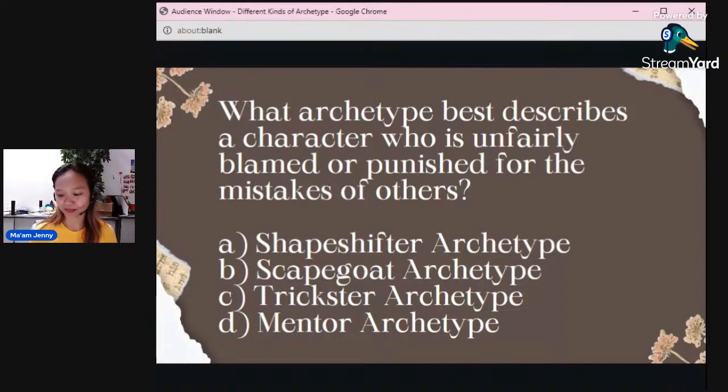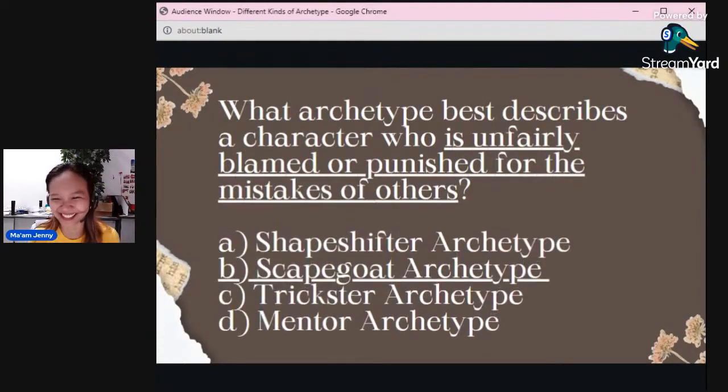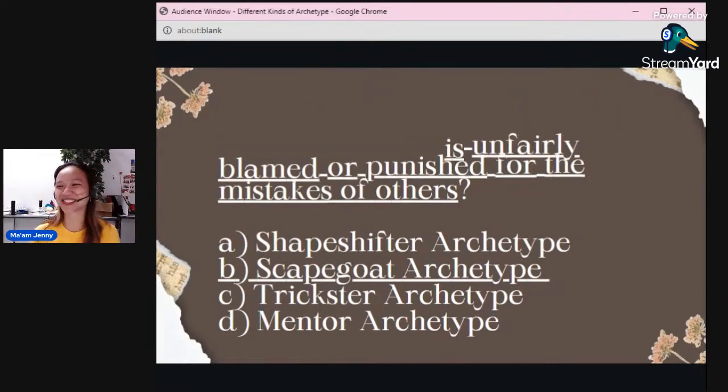5, 4, 3, 2, 1. That is scapegoat archetype. Oh, it's very, wow, it's very easy. Good for you, good for you.